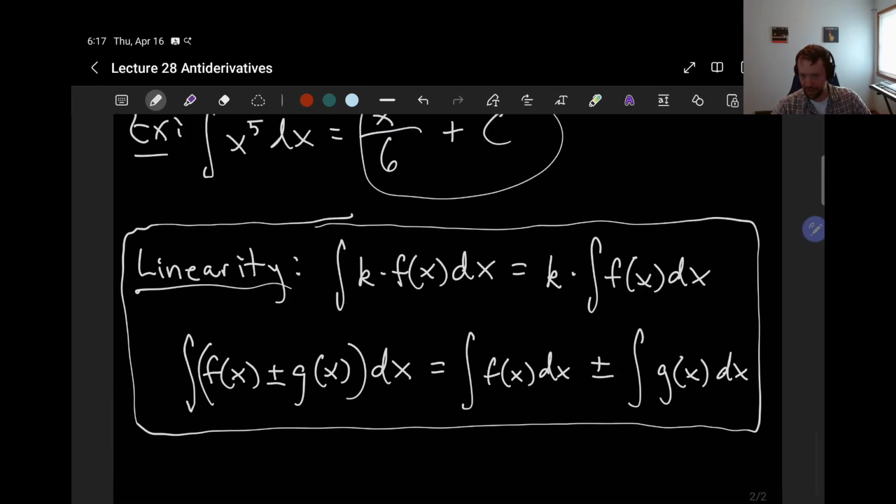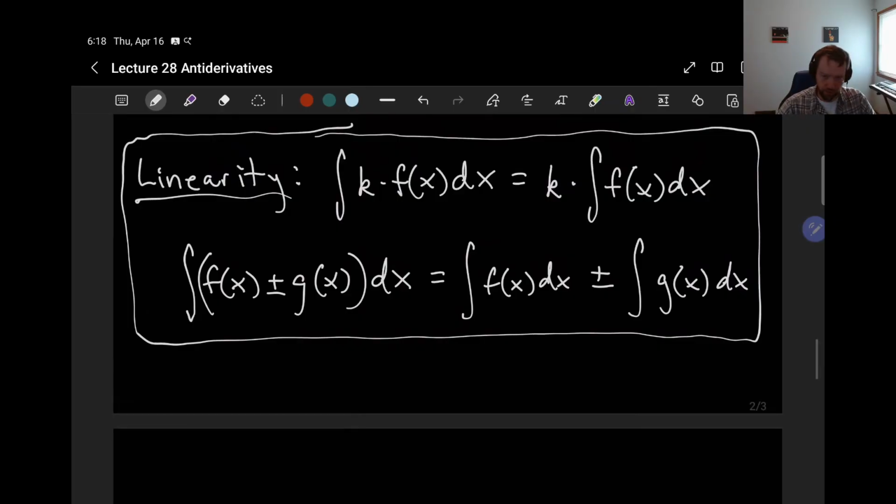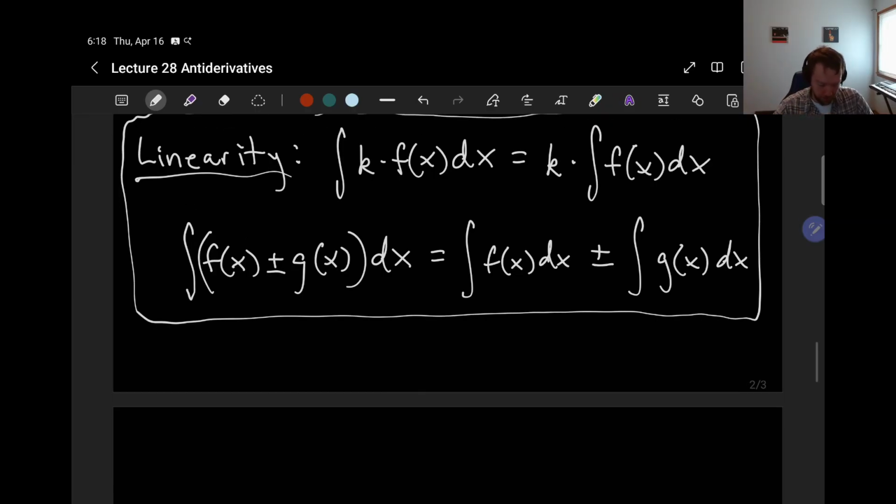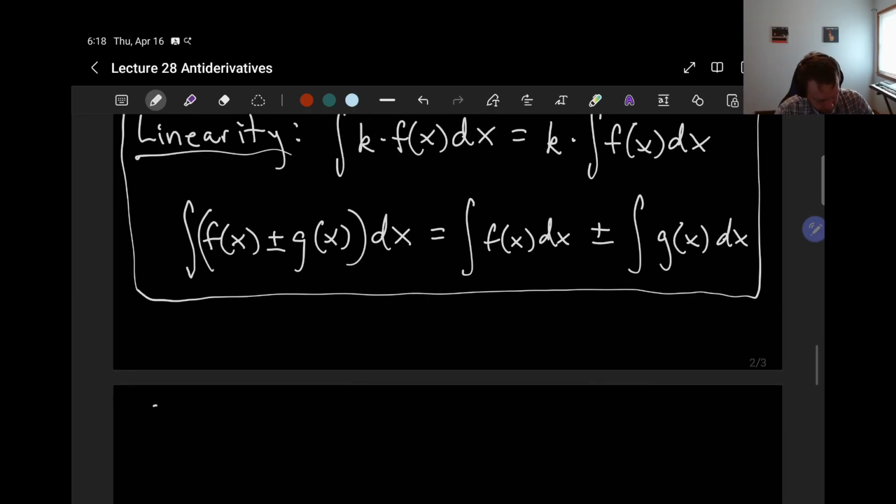Now, does this work with, say, multiplication or division? The answer is no. Just like how it worked with derivatives, you had to do some special rules when you were multiplying two functions or dividing. We're going to see that here as well, just not really today. Well, we actually won't go too deep into that because there's not really enough time left in the course. But that's a side note. All right, let's do a few examples.